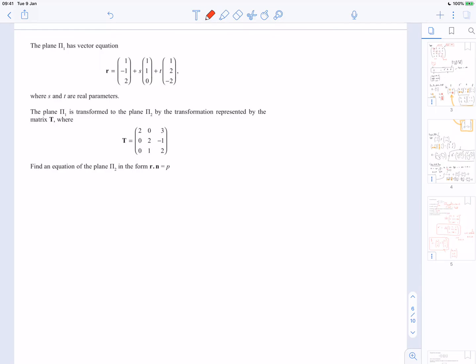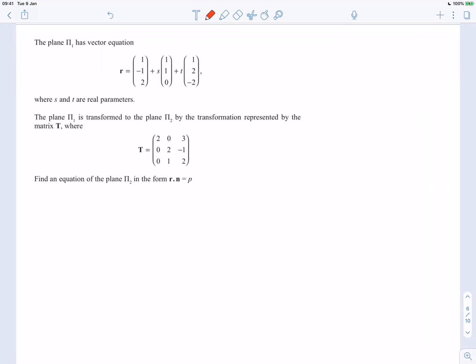Okay, another difficult question. Pause the video, give it a go yourself. Okay, the plane pi1 has vector equation r equals and so on, where s and t are real parameters. The plane pi1 is transformed to plane pi2, where the transformation is represented as the following. Find an equation of the new plane pi2 in the form of the point dotted with its normal equals p.